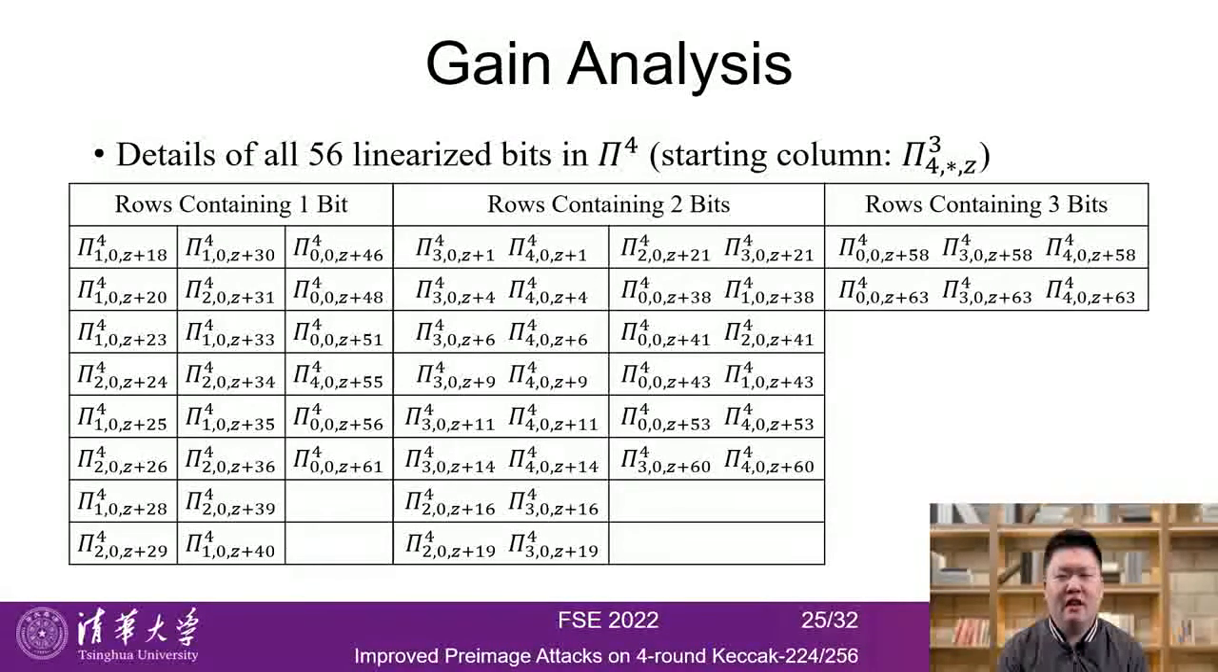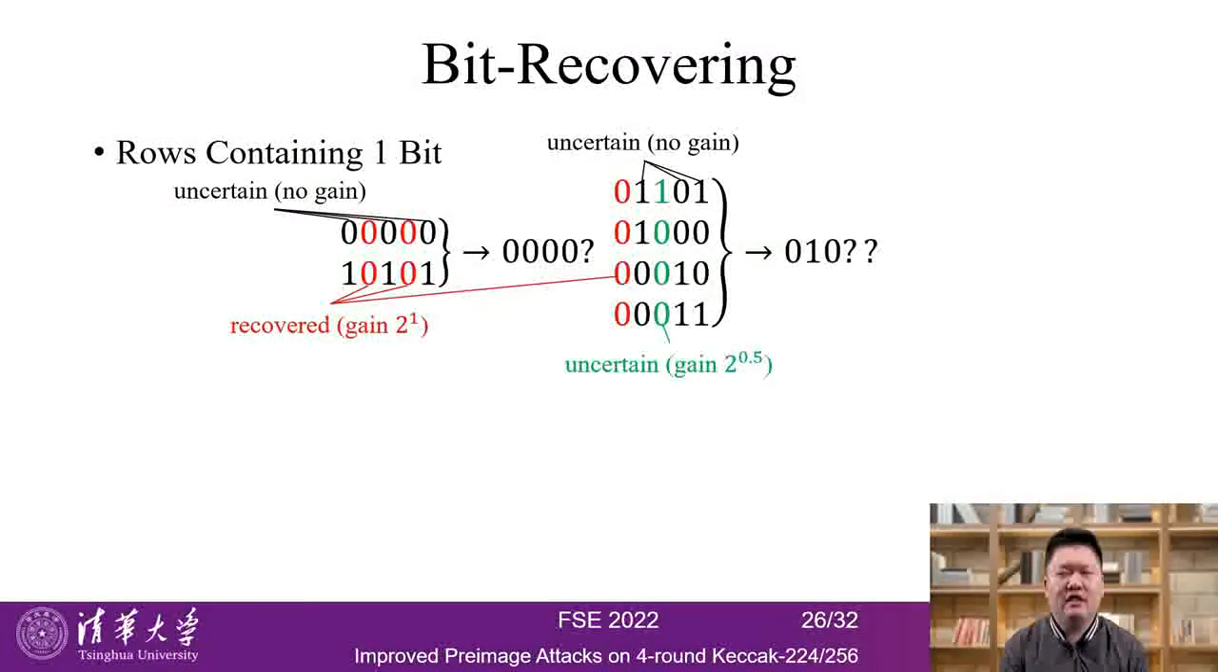This table displays the details of all 56 linearized bits on the starting column pi third 4 star z. It is concluded that those bits are distributed in 38 rows, which can be divided into three classes according to the number of linearized bits they contain. Our bit recovery model also works differently in three classes. In rows containing one bit, the principle is quite simple. For a certain output, if one bit is identical in all possible inputs, it is regarded as a recovered bit and we can set an effective equation on it. The gain of such an equation is 2 to the power of 1 because it compresses the whole space into half size with all qualified cases conserved.